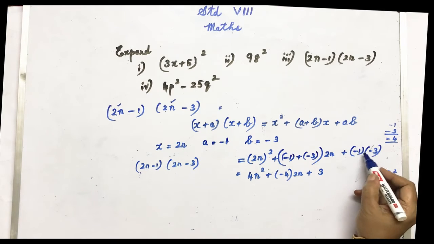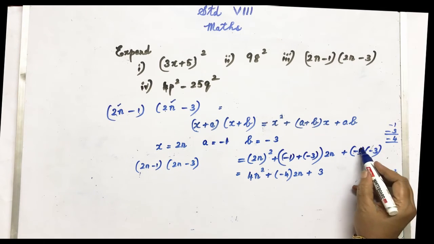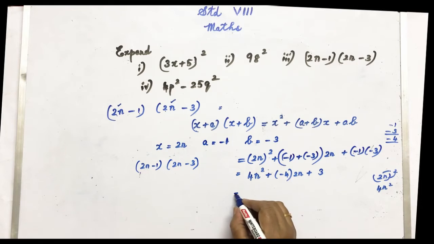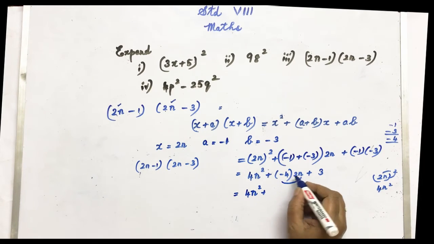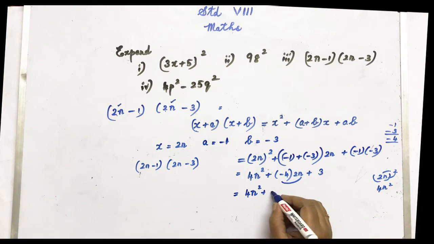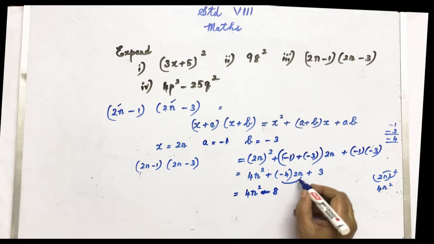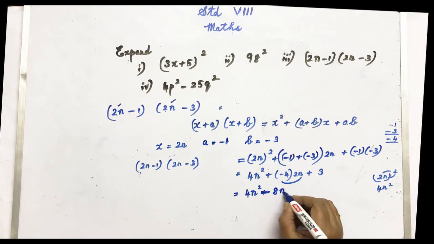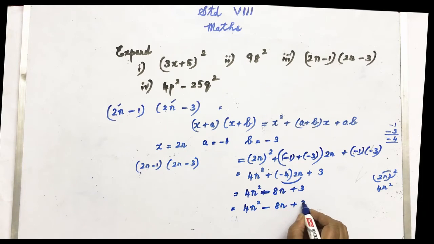I hope you are able to understand this one. Minus 1 and minus 3 we have to multiply, minus into minus is plus, 1 3 is 3. Now here 4n squared. Now again this we have to multiply, minus into, here no sign so it is plus, minus into plus is minus, 4 2s are 8 and here we are having n, plus 3. So the answer is 4n squared minus 8n plus 3.